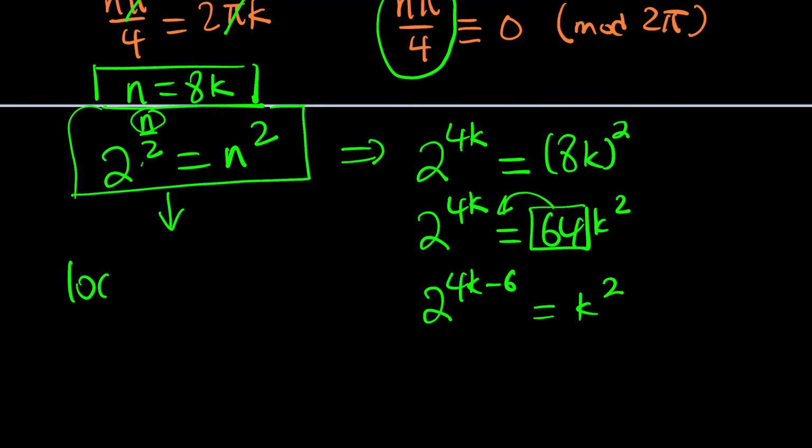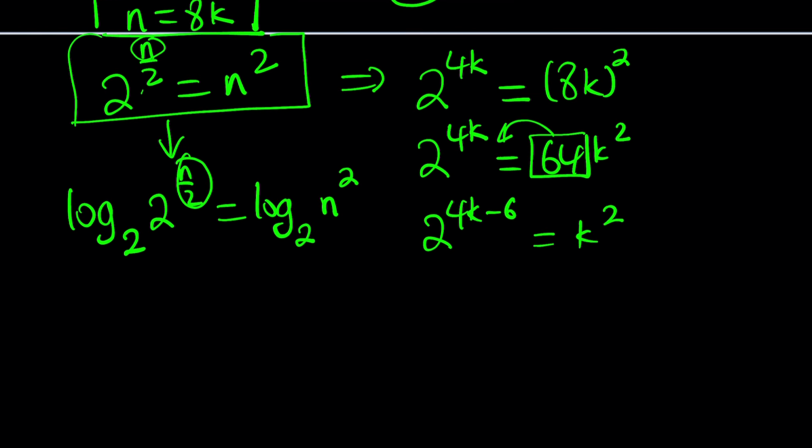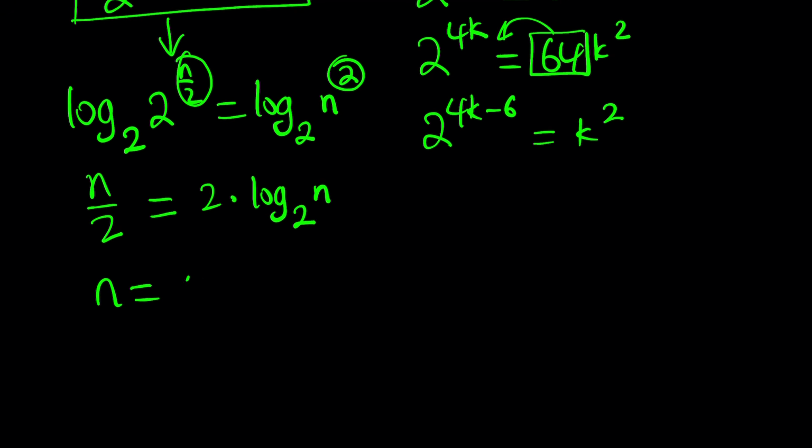Log both sides base 2, okay? And that's going to give you an identity because log is 1 to 1. And then from here, you can move this to the front. That gives you n over 2 is 2 times log n with base 2. Awesome. You can multiply both sides by 2. n equals 4 times log of n base 2. And then this is what we end up with.